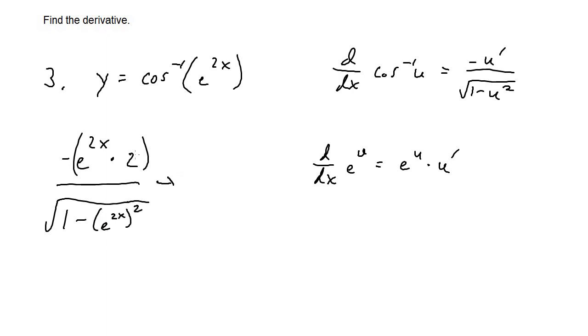Now if I simplify this, we get negative 2e to the 2x over the square root of 1 minus, now e to the 2x squared, because we have a power to a power, I can multiply those two. So we have e to the 2x times 2, or e to the 4x. And that is going to be the final answer for y prime, or the derivative.